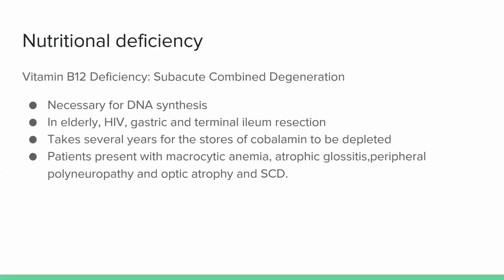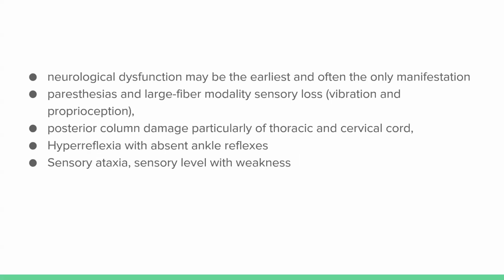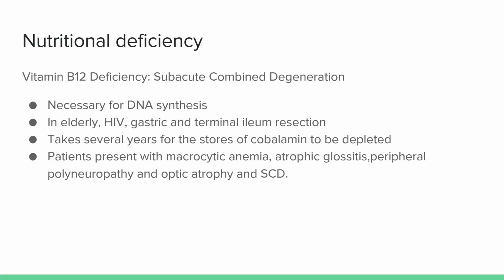In HIV patients, in patients who have risk factors with gastric or terminal ileal resection, and in other malabsorption syndromes. It takes several years for cobalamin deficiency to cause a problem, because we have adequate stores in the body. The patients present with macrocytic anemia, atrophic glossitis, peripheral neuropathy with optic atrophy, and subacute combined degeneration, which is when the posterior column of the spinal cord is affected.